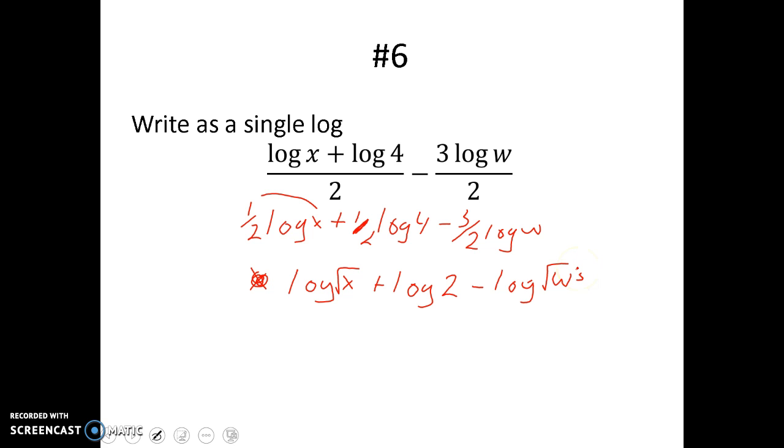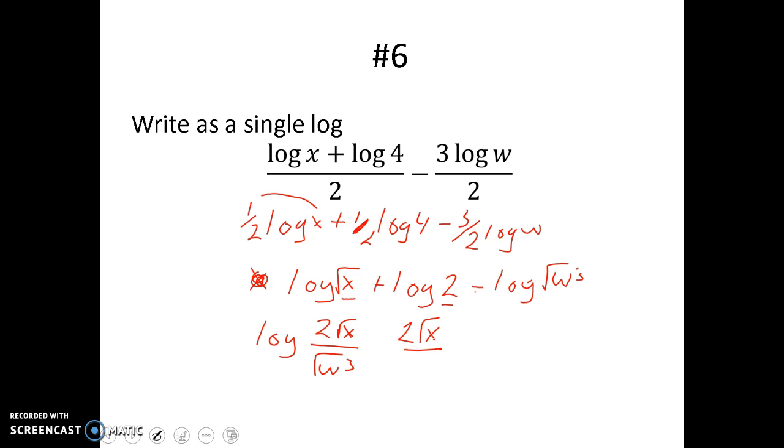And so now I'm going to write this as a single logarithm. I'm going to start by taking these two and multiplying them together. That's the log of 2 times the square root of x divided by, because I'm subtracting here, divided by the square root of w to the 3rd. Now that's great, but I want to simplify this expression. I can take the w to the 3rd and write it as, I can have the radical 2x, or 2 times the square root of x.